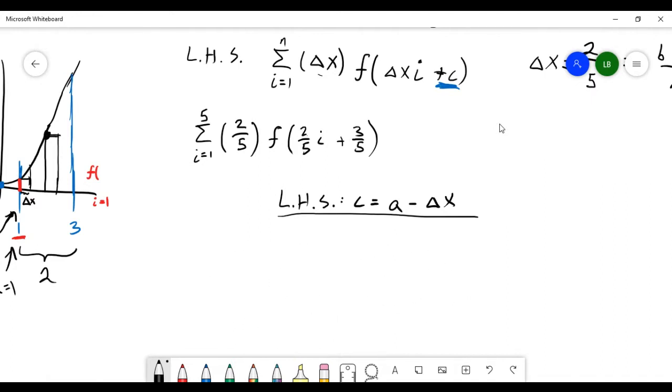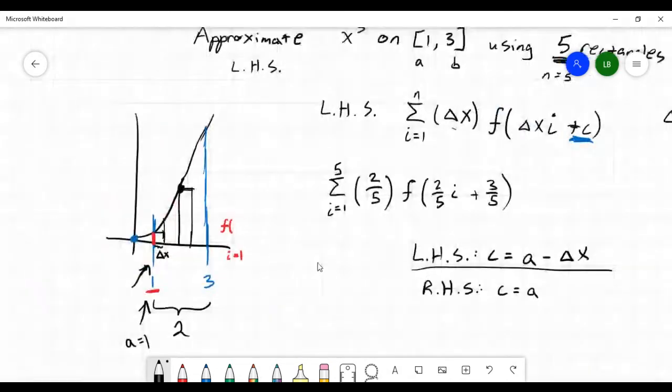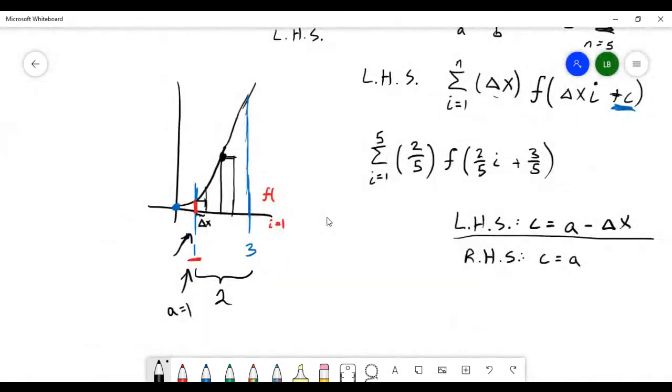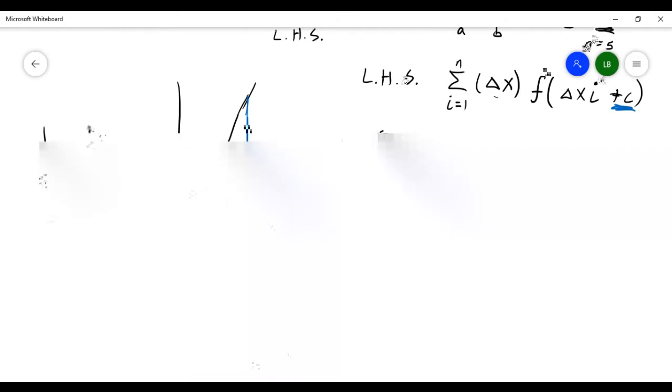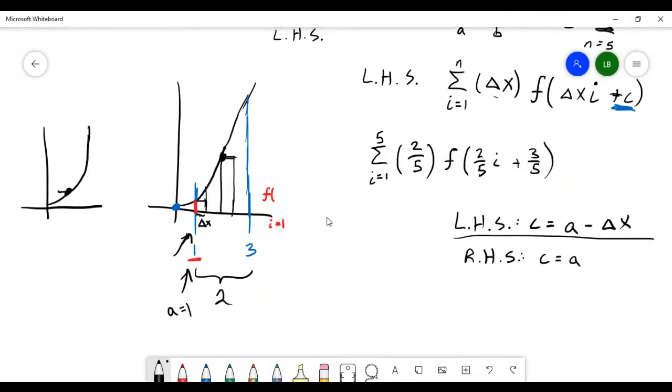And for a right-hand sum, c is just equal to a, because our first rectangle should occur instead. Let's see, I'm going to need to kind of show this. Our rectangle should be touching at the top on the right side of our equation, like this.